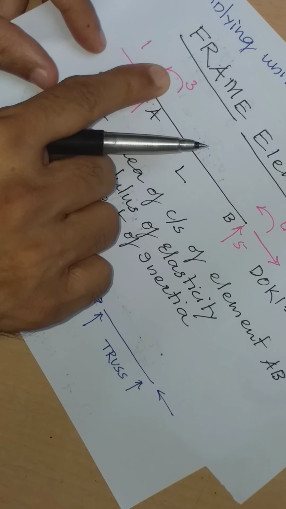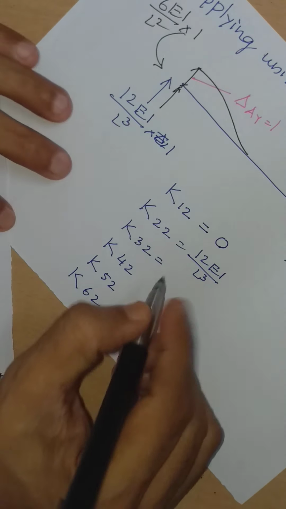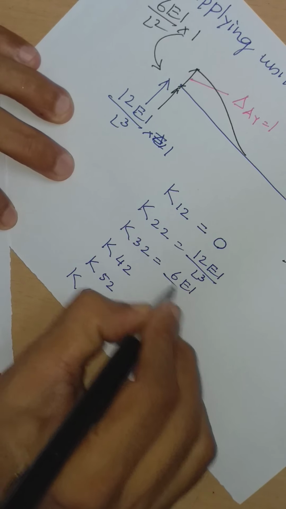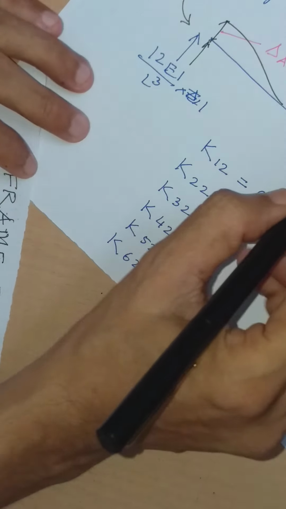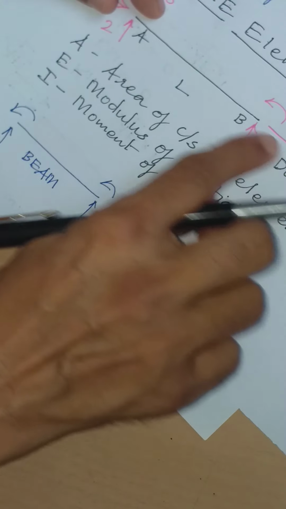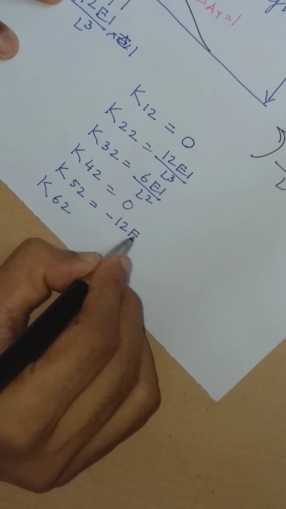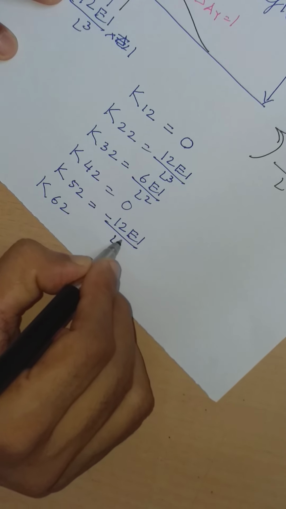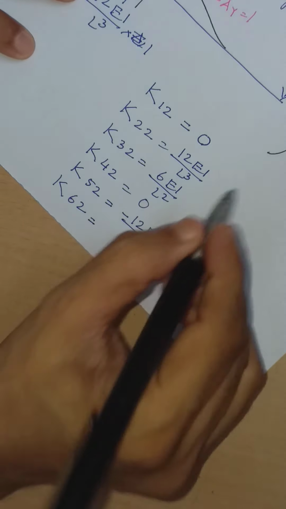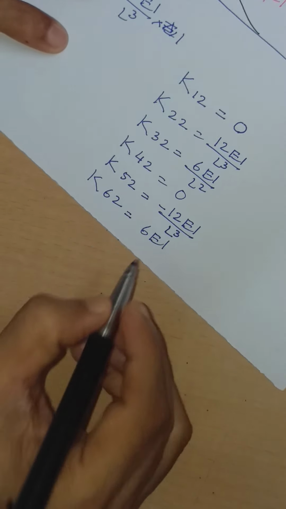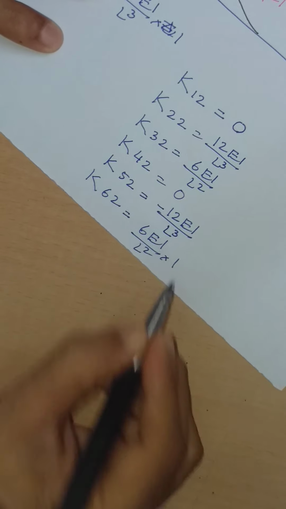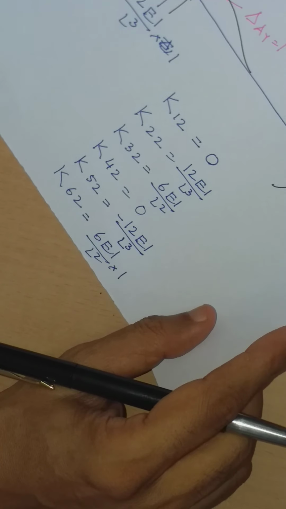Force at coordinate 3. Where is my coordinate 3? My coordinate 3 is anti-clockwise rotation. So anti-clockwise force, so that is positive 6 EI upon L square into 1. What is force at coordinate 4? My coordinate 4 is at B acting towards right. So this is 0. Force at coordinate 5 is minus 12 EI upon L cube into 1 and force at coordinate 6 is plus 6 EI upon L square into 1. So this is how I will generate every column of the stiffness matrix.